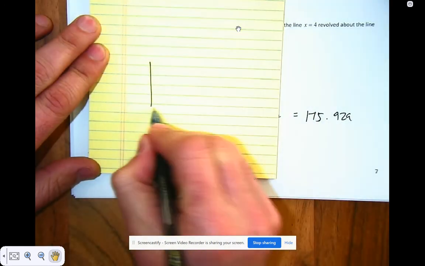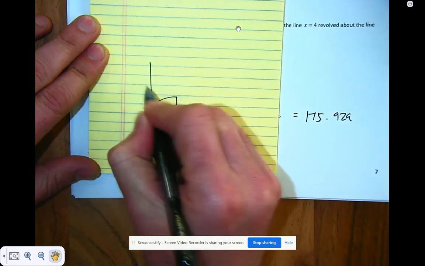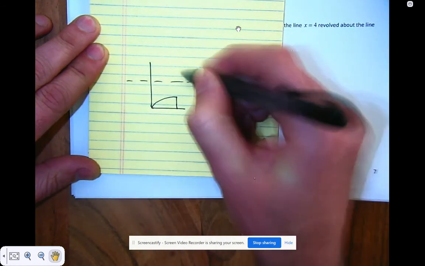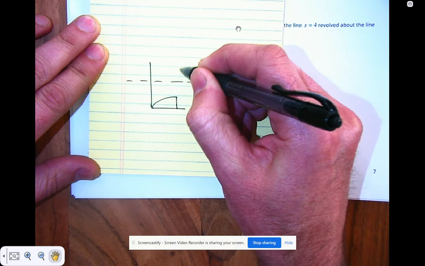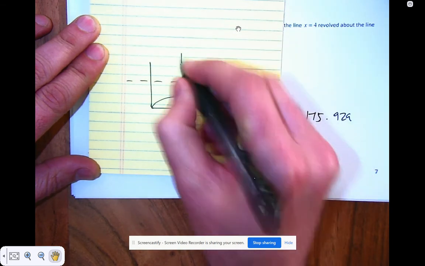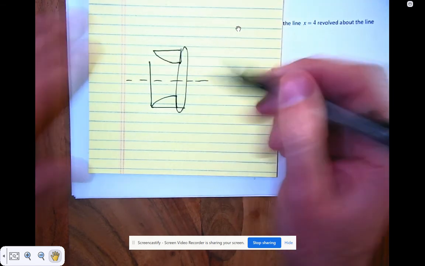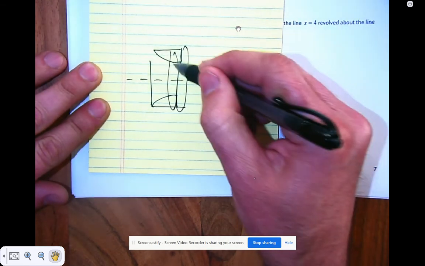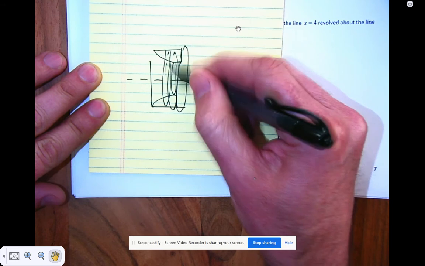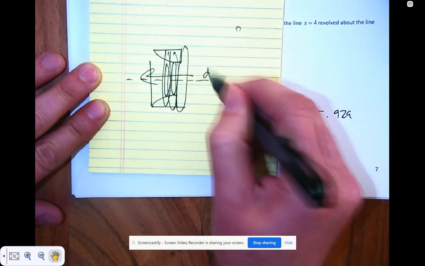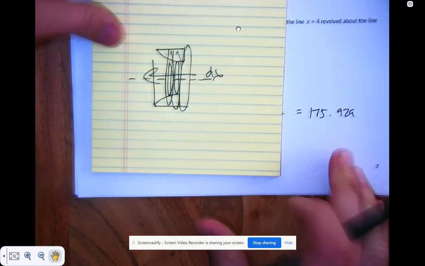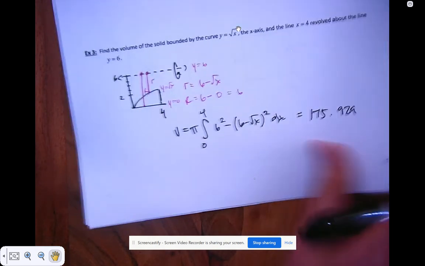Right? So what's actually happening is you're taking this guy, you're spinning it around that line. So you're going to come all the way up here, right? You have that thing and you're spinning it. And so this thing, any place has all these washers that you're adding up this way, dx.